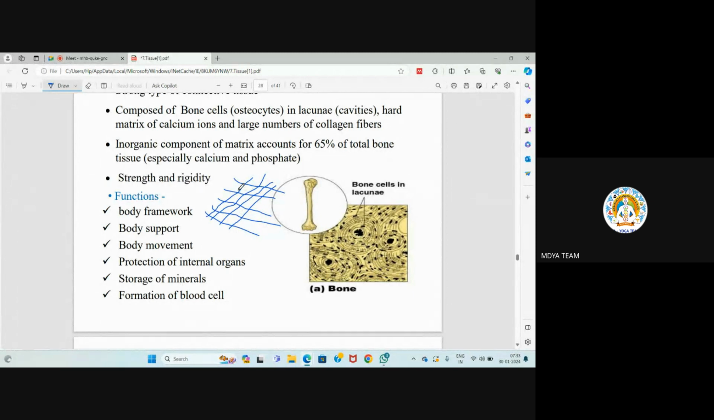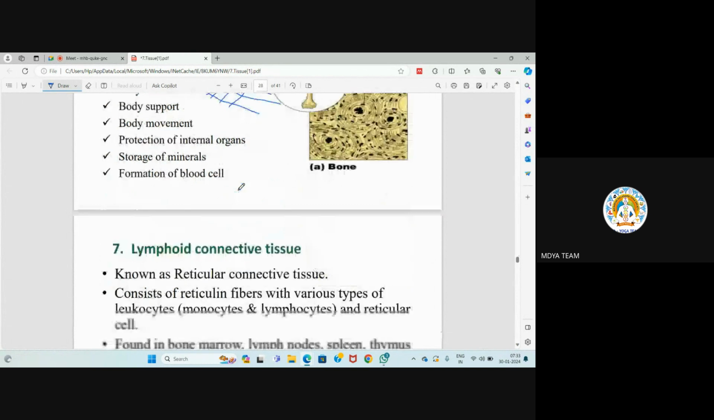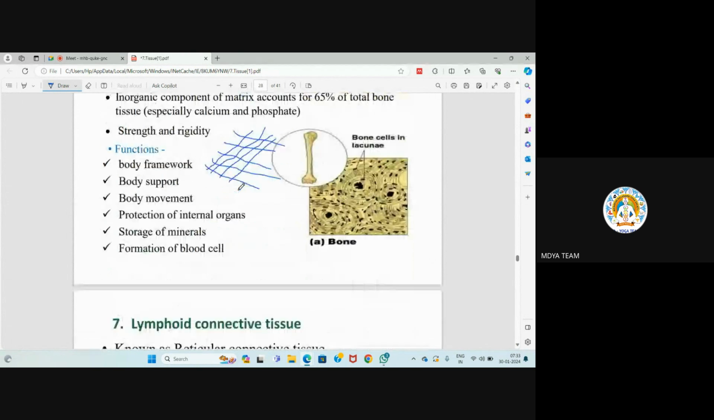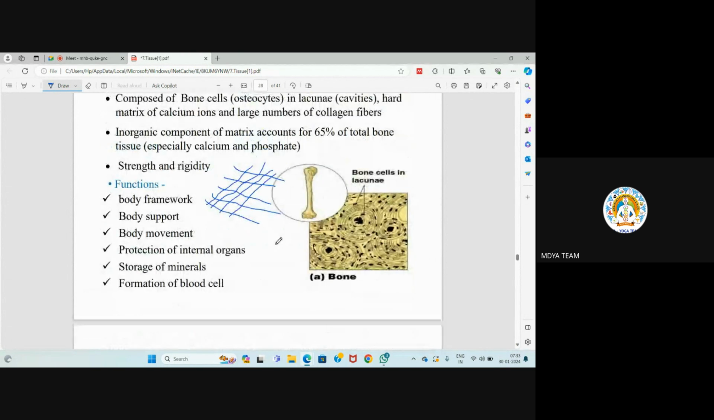And formation of blood cells. Yes, this is a very important question. Blood cells are formed from bones only. And which part of the bone? Bone marrow. Okay. So blood cells are formed inside bone marrow. And you all know what bone marrow is? It's inside the bone. Yes, liquid kind of. Inside the bone, matrix is present.